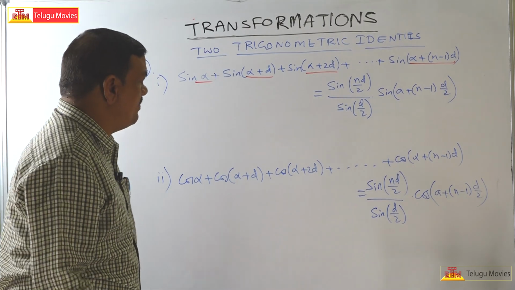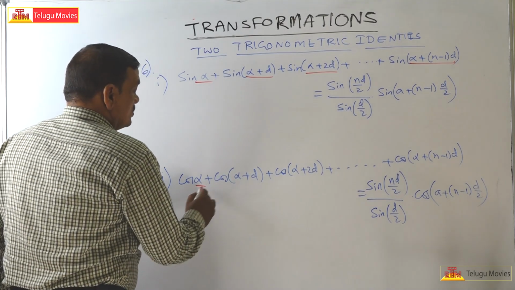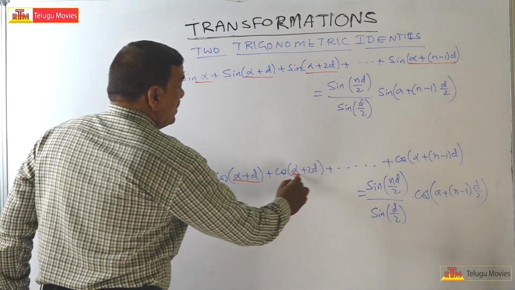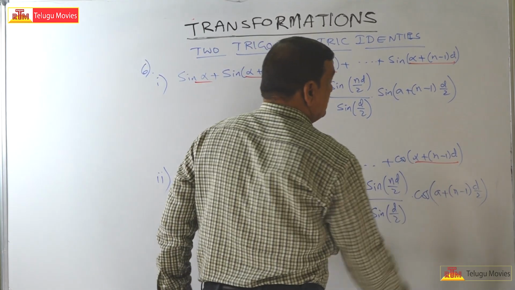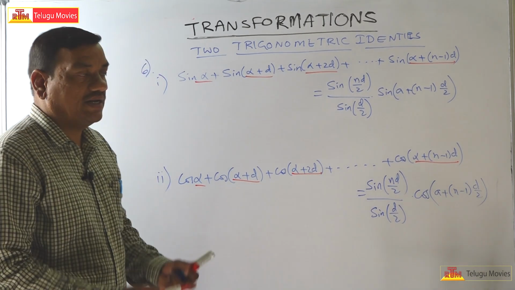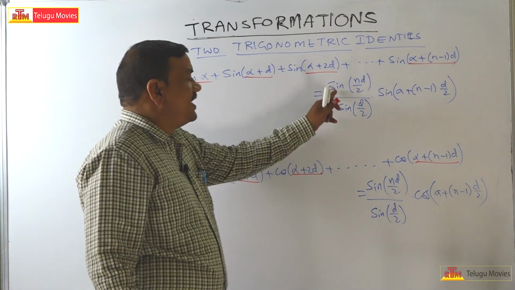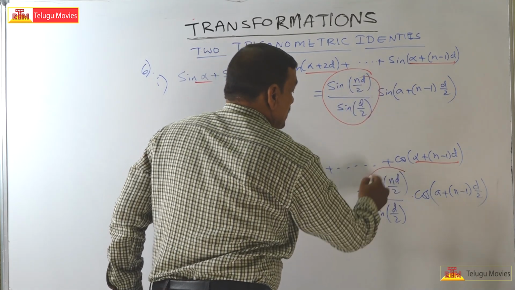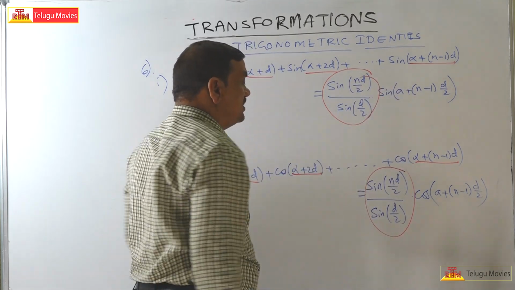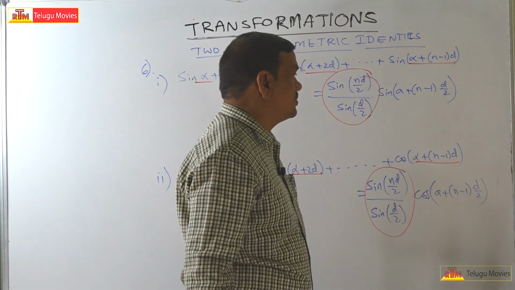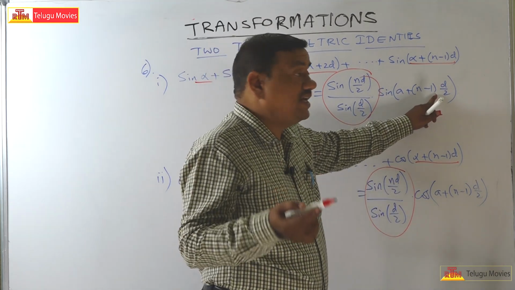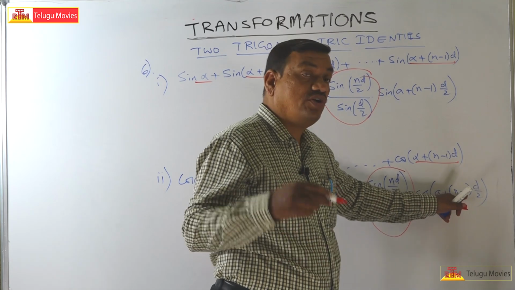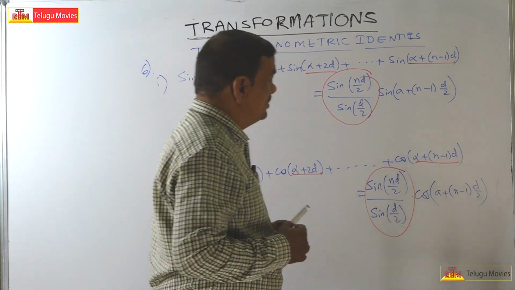Now the same result here: cos alpha, alpha plus d, alpha plus 2d, so on, alpha plus n minus 1 into d, arithmetic progression. So here sin nd upon 2, the same thing will come here. The only change is here sin, here cos: cos of alpha plus n minus 1 into d, but here d by 2. That is the result here.